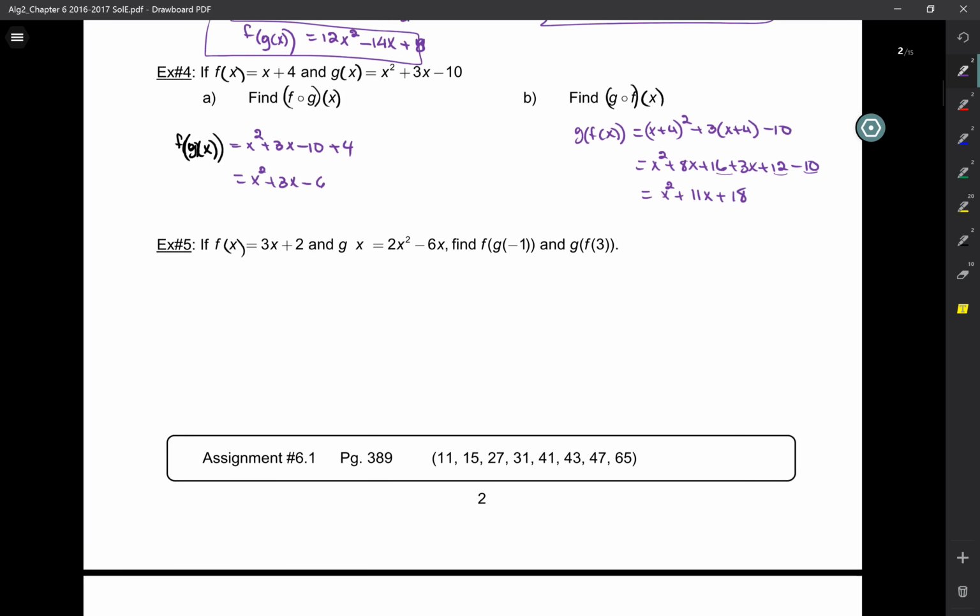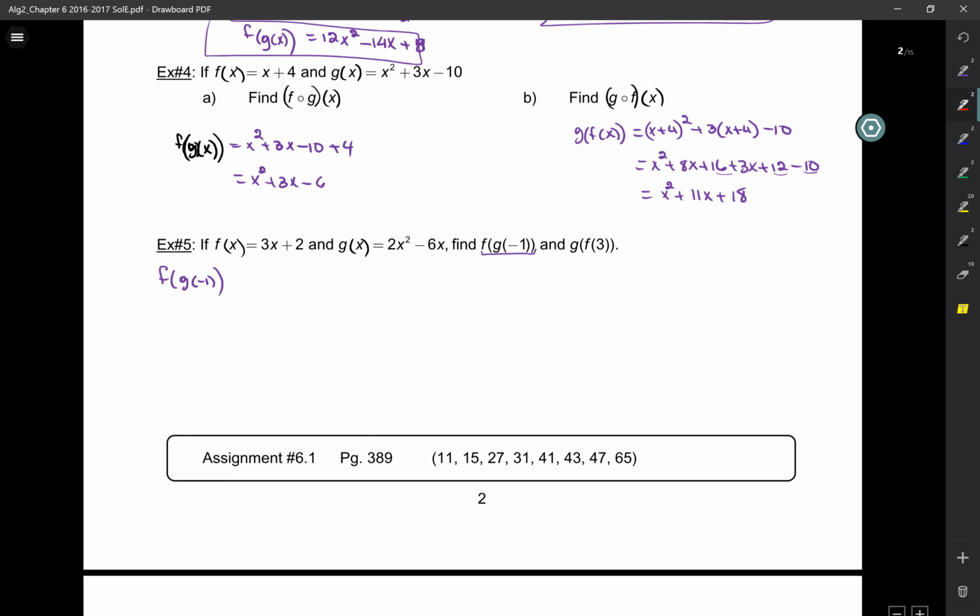So we've got our example 4, A and B, we're set. Now, look at example 5. You have f of x. You have a g of x. Now you're being asked to find f of g of minus 1. So it's no longer f of g of x anymore. There are 2 ways to do this. You can do what we were doing and find f of g of x and then plug in minus 1. Or you could do it another way.